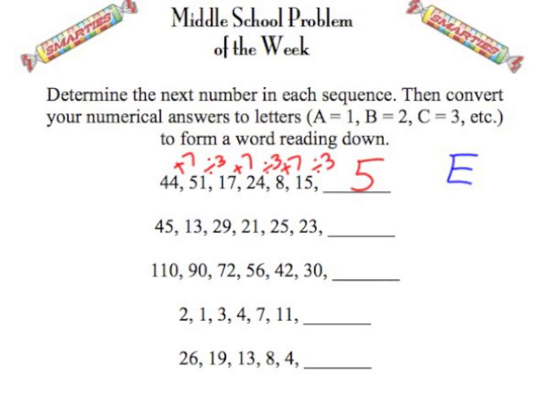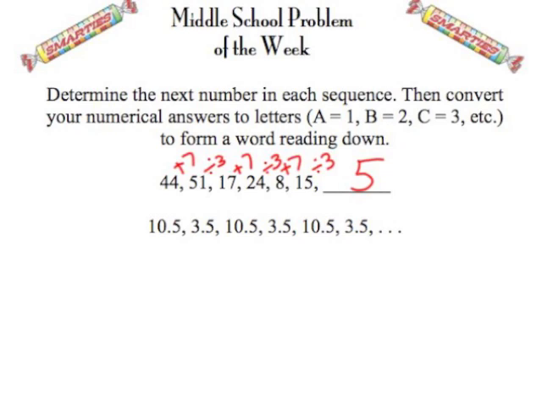Something interesting about this sequence, if you kept doing this over and over, you would eventually just have these two numbers repeating, 10.5 and then 3.5, and that would go on forever.